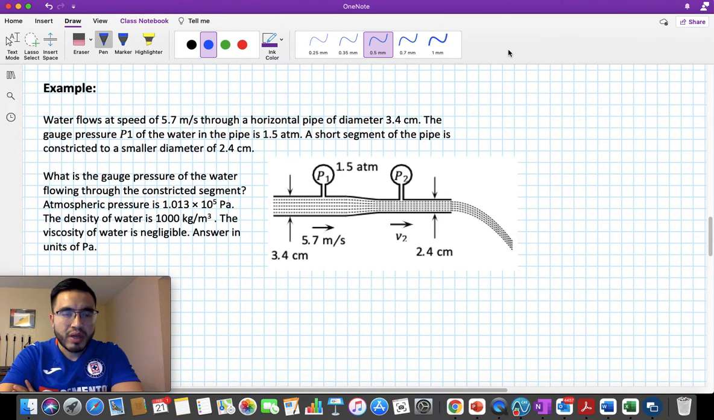Atmospheric pressure is 1.013 times 10 to the fifth power pascals. The density of water is 1,000 kilograms per meter cubed. The viscosity of the water is negligible. Answer in units of pascals.